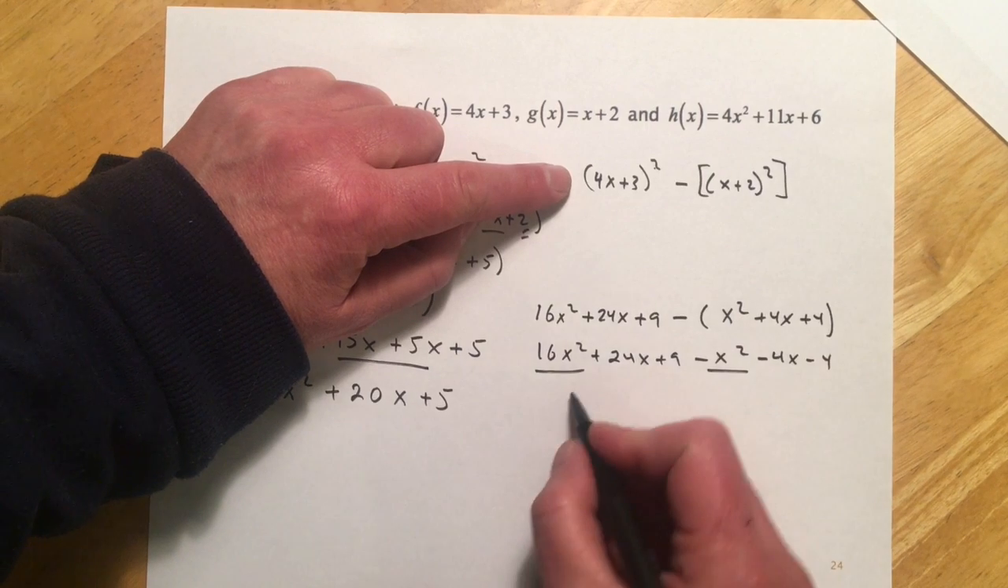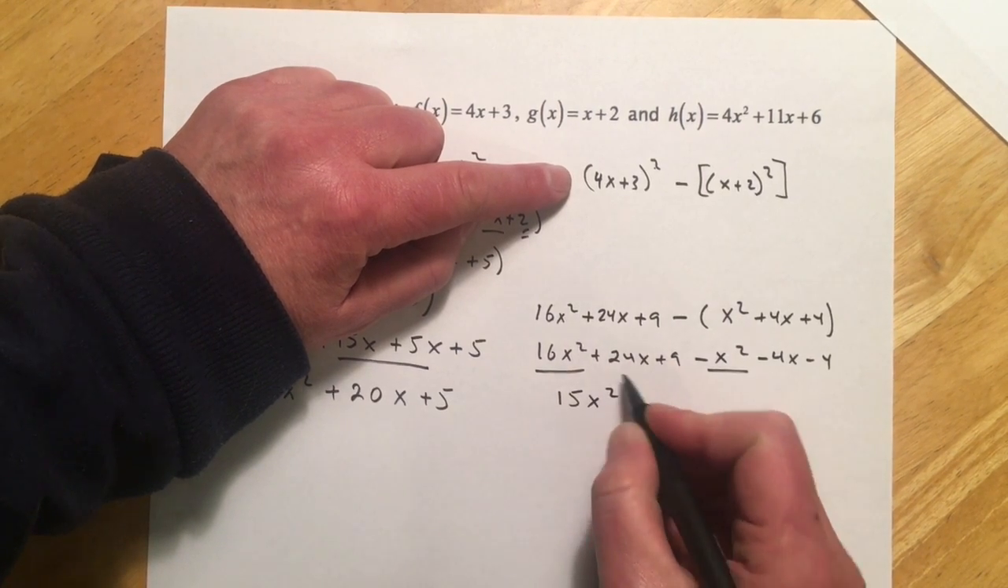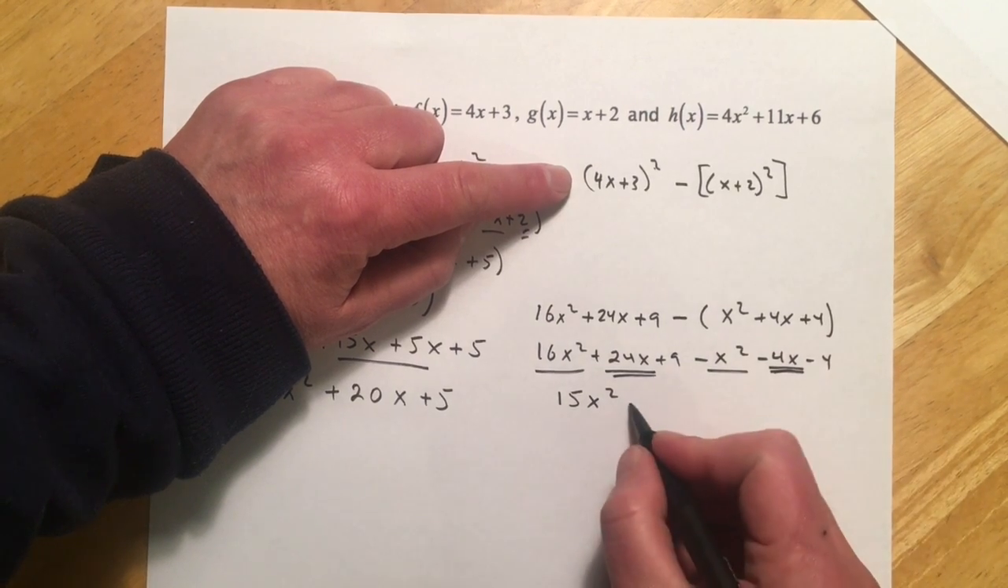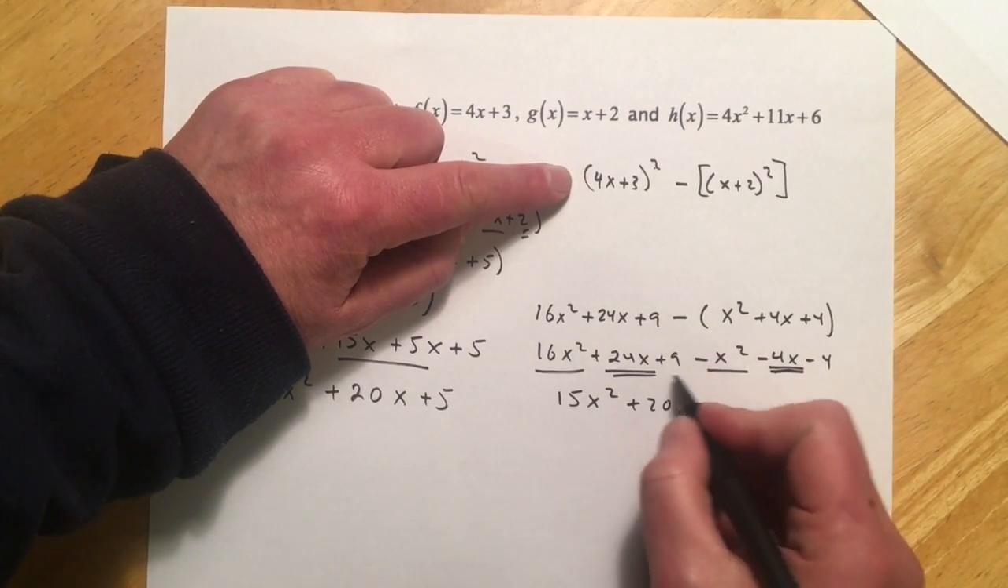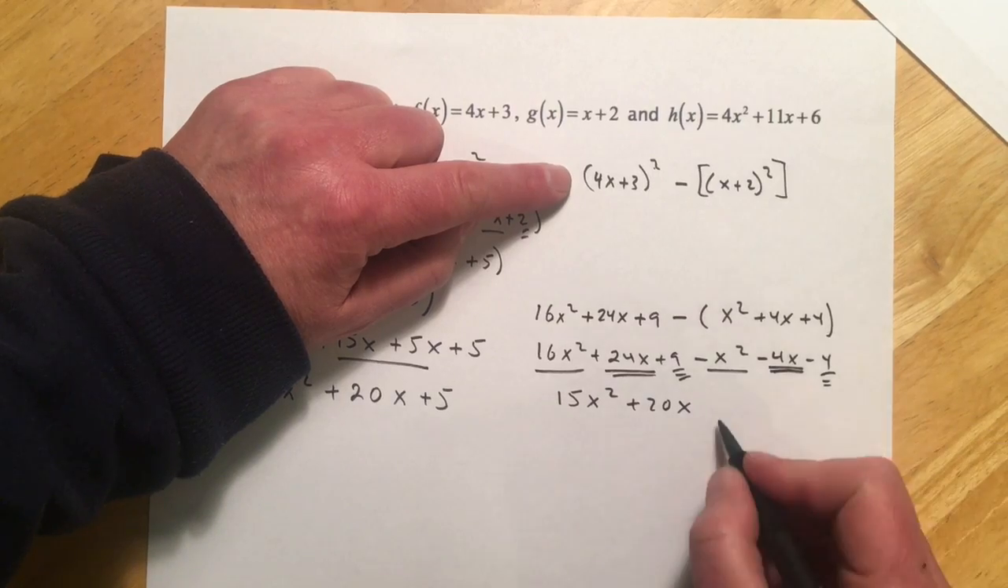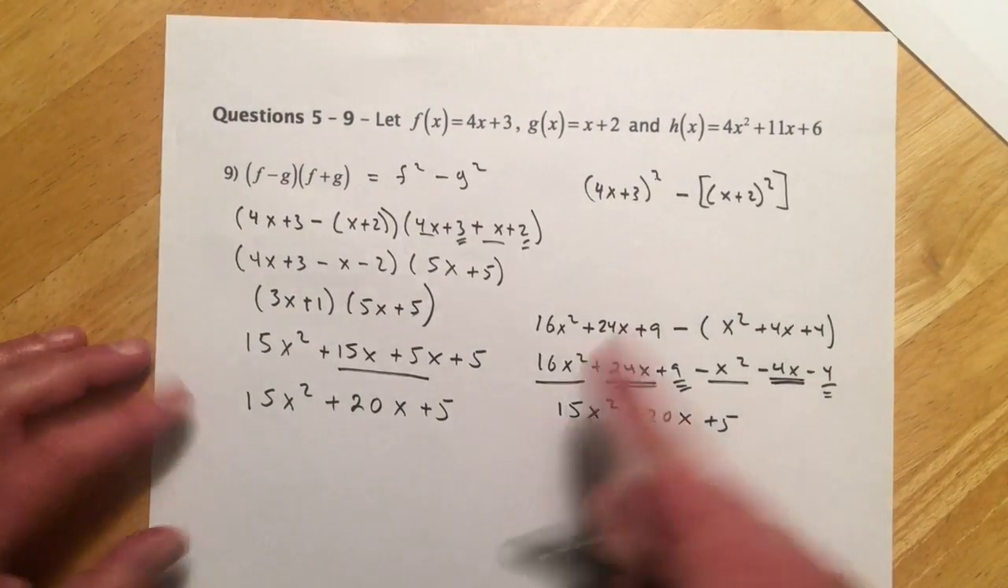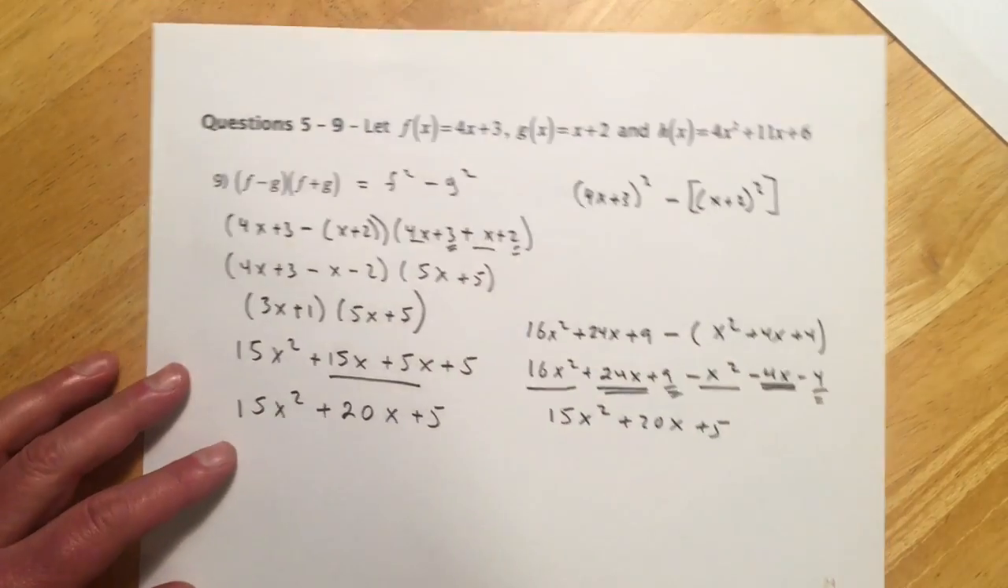And I have a few like terms: 15x squared, 24 minus 4 would be plus 20x, and then 9 minus 4 would be plus 5. So I think it's a little bit shorter. Yeah, I kind of like that version.